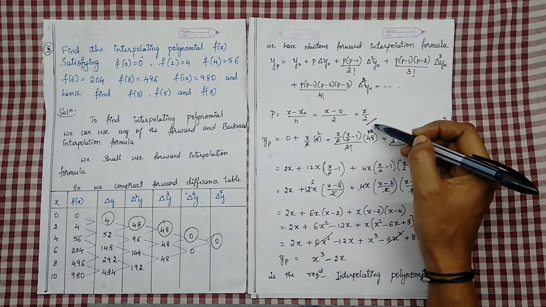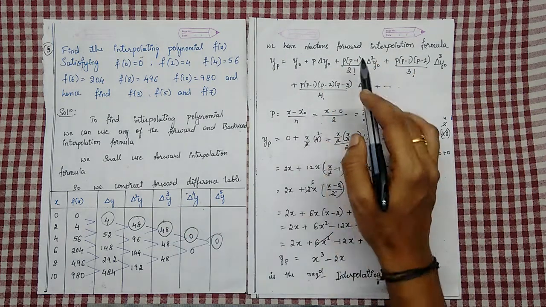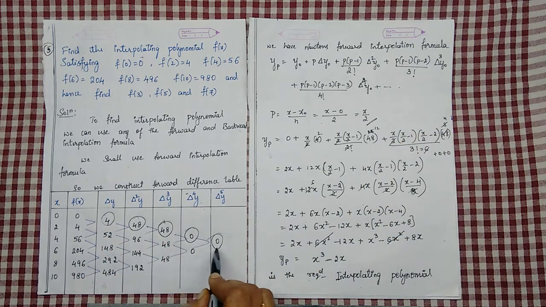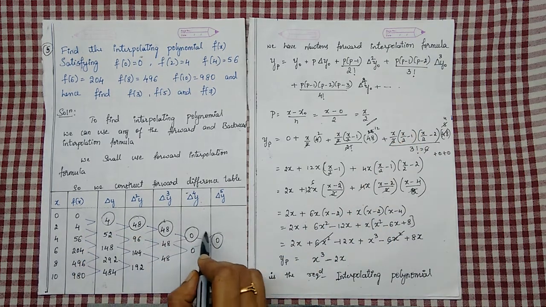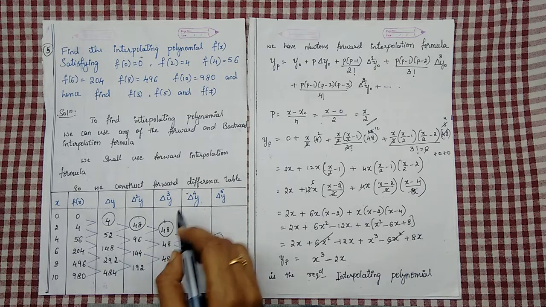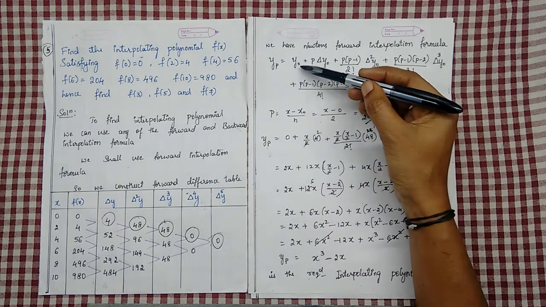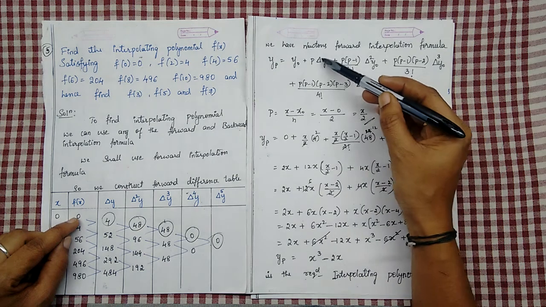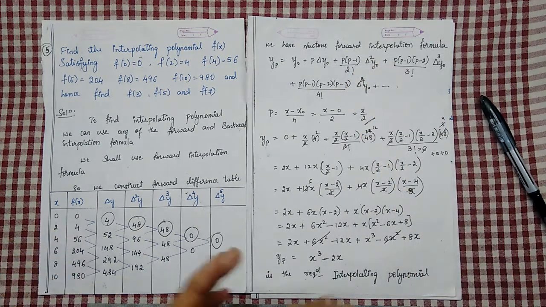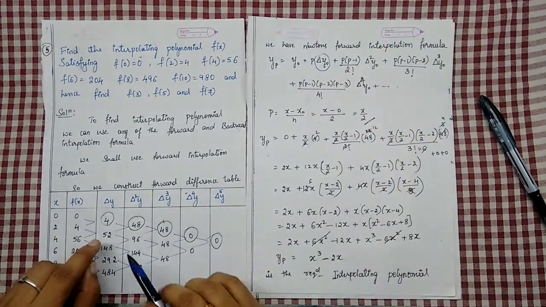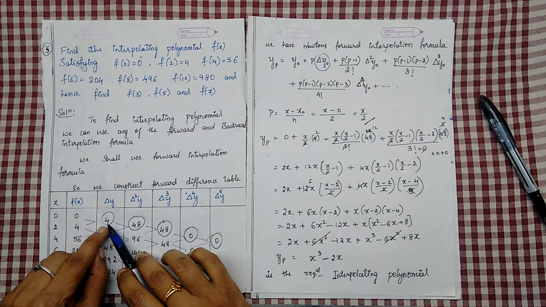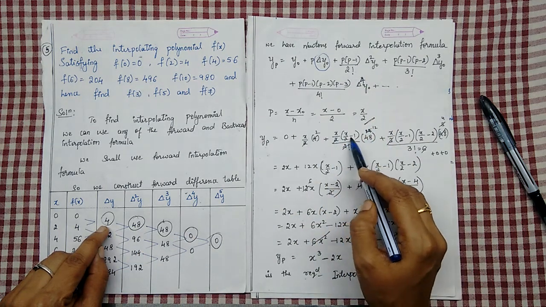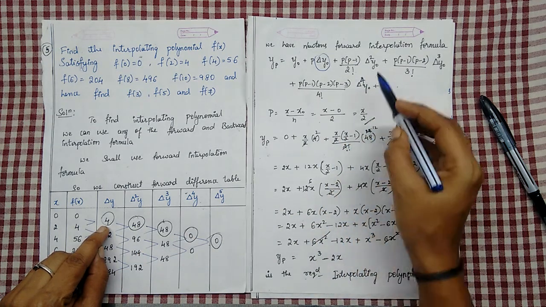Now substitute this p value, x by 2, in this formula. Since we are using the forward interpolation formula, we have to use the leading forward differences in the formula. See, y naught is 0, plus p value, x by 2, into del y naught. What is this del y naught? From the table, del y naught is 4, plus p into p minus 1 by 2 factorial, that is x by 2 into x by 2 minus 1 divided by 2 factorial, into del square y naught.